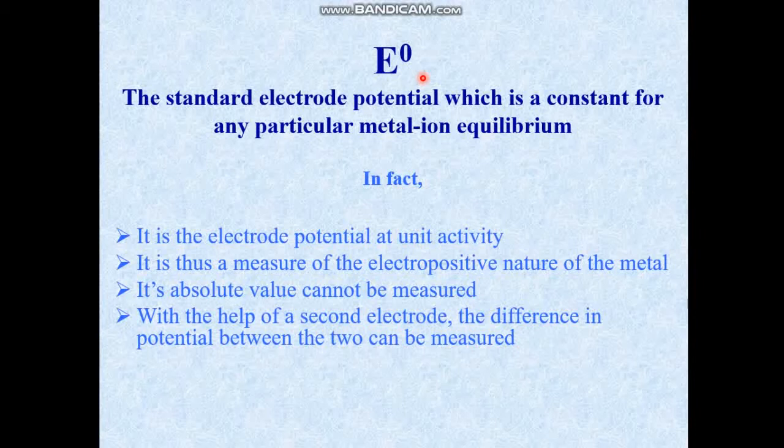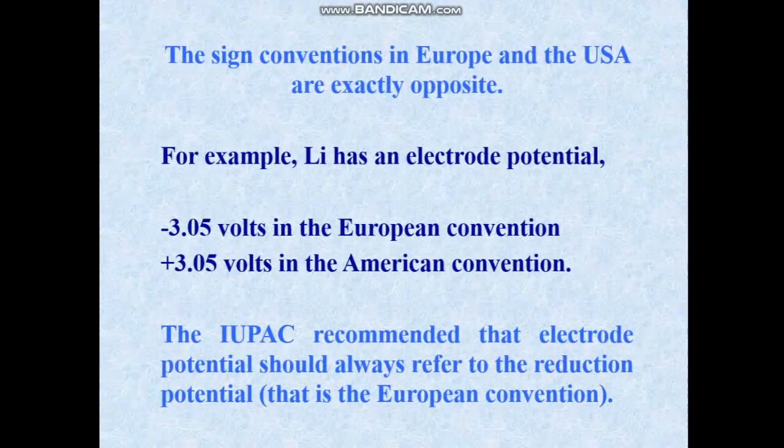So with the help of a second electrode, the difference in potential between the two can be measured. So as I have said, there must be some difference between the standard electrode potential and the redox potential. So in order to do this, we have to take help of a second electrode. So many terminologies or so many equipments are coming out from our discussion here, such as electrode potential. So let us see what about them.